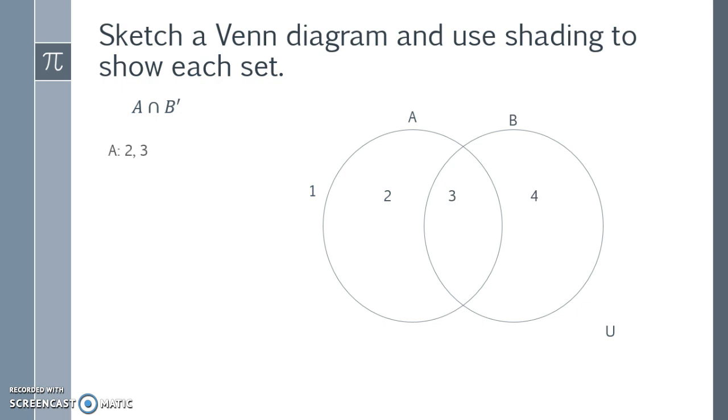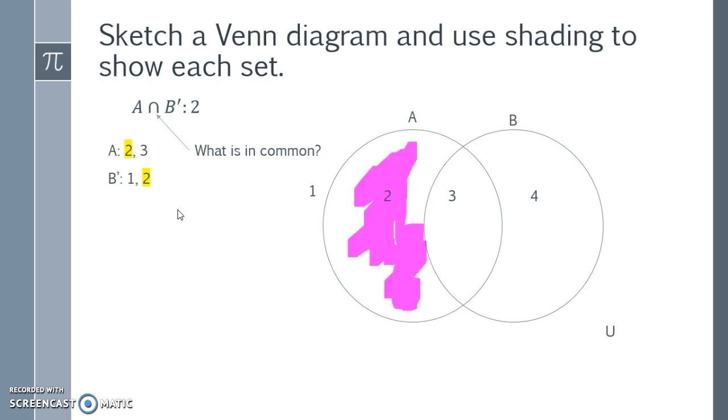So I'm first going to look at what is in A. So those parts that are in A are section 2 and 3. Then I'm going to look at those that are not in B. So section 1 and section 2 are not in B. Now I want to look for their intersection. The intersection is what is in common between the left and the right part. So the only part that's in common between 2 and 3 and 1 and 2 is 2. So the intersection of A that is not in B is section 2. So the only part that I would need to shade is section 2.